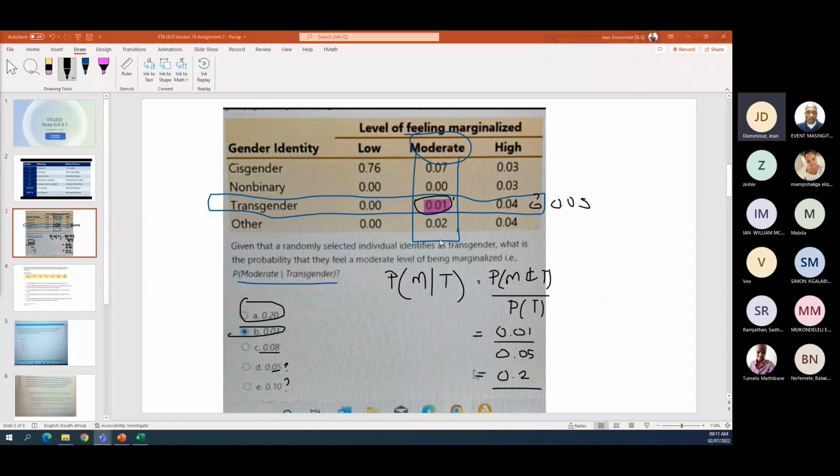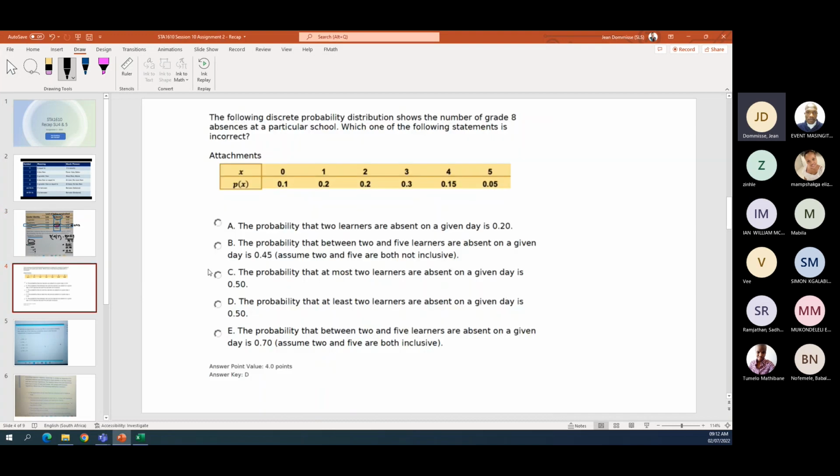Okay, so that's pure probability. Very difficult to put this on Excel. Let's just be honest. This is something that one needs to work out via the formulas. So let's go into discrete probability.